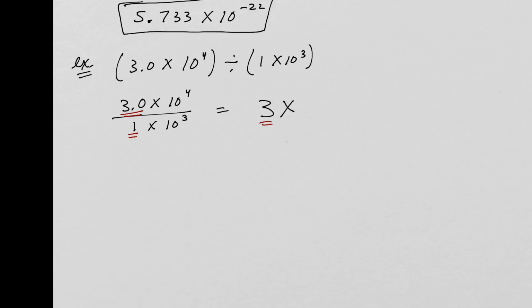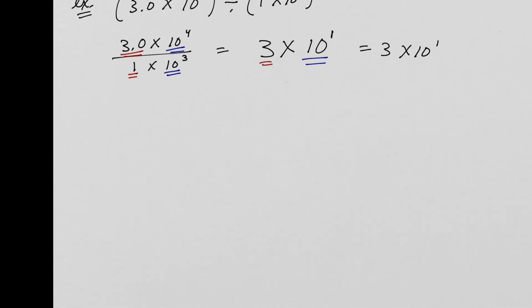Then I want to divide the powers, but we have a rule for that, the quotient rule. Remember, how do I divide powers? I keep the base, and then I subtract the exponents. So 4 minus 3 is a positive 1. That's how I'm getting the 10 to the 1 there. And that's my answer. So 3 times 10 to the 1 would be my answer in scientific notation.